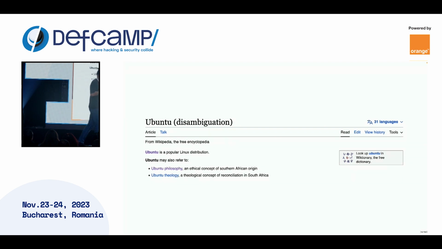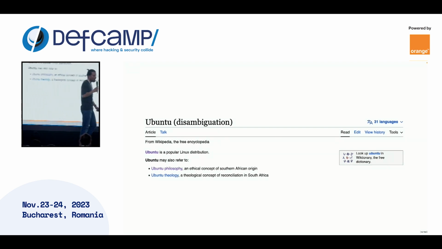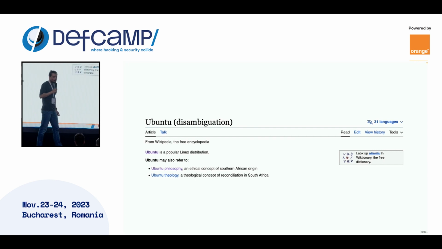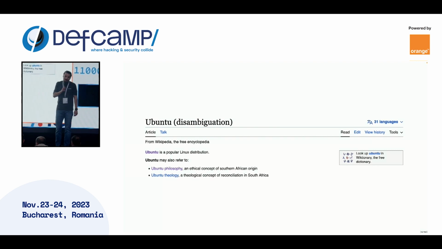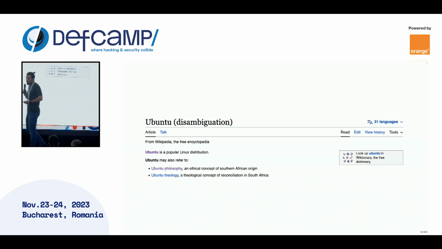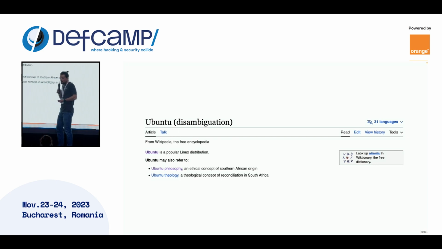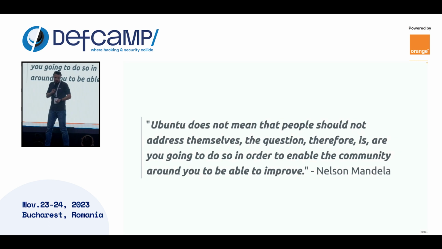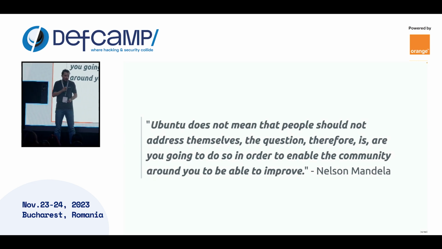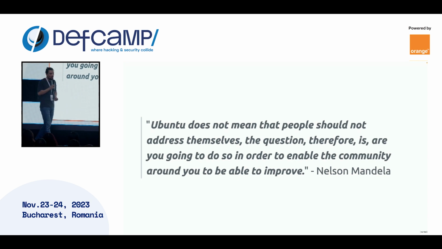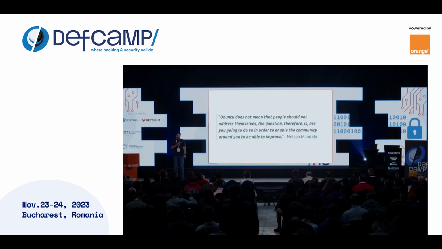I want to conclude this talk by mentioning Ubuntu, and not really the operating system that we build in Canonical, but the African philosophy of Ubuntu. What it means is that if I can help you somehow, you'll improve your life, so I will end up having a better life because the society will be better. And there is a quote from Nelson Mandela from 2006 that says that Ubuntu does not mean that people should not address themselves. The question, therefore, is, are you going to do so in order to enable the community around you to be able to improve?